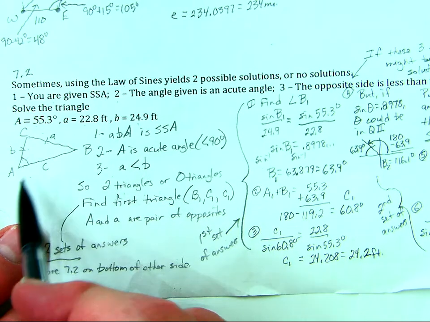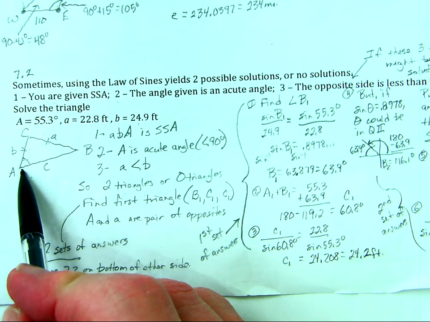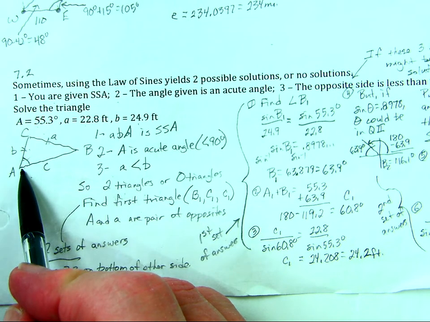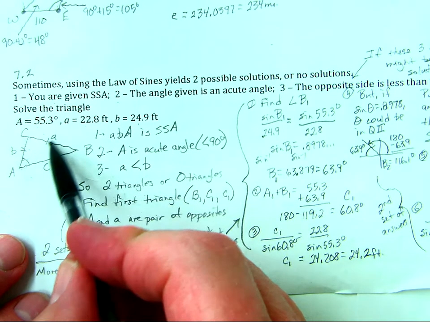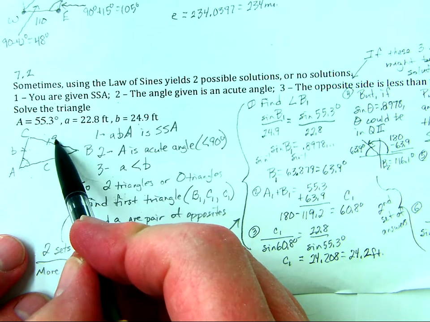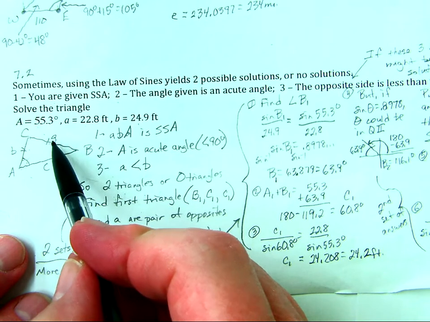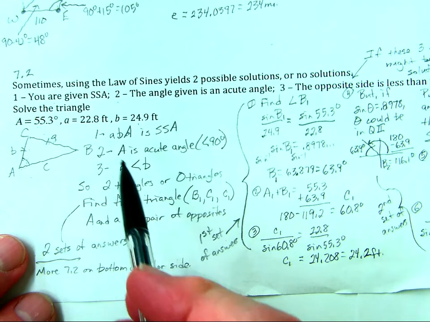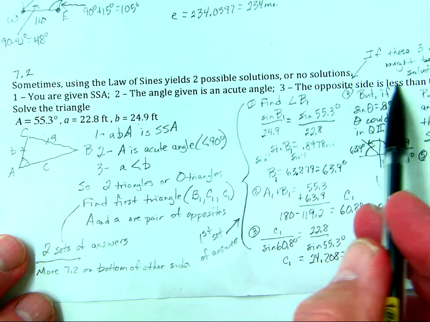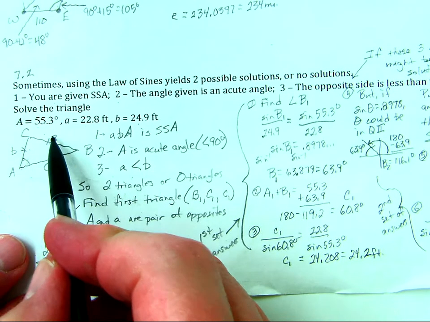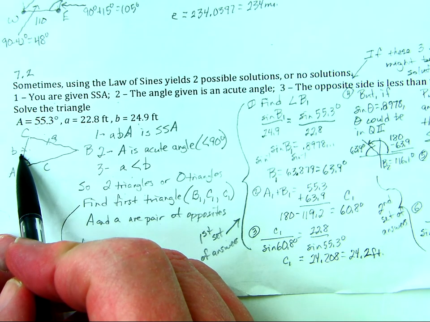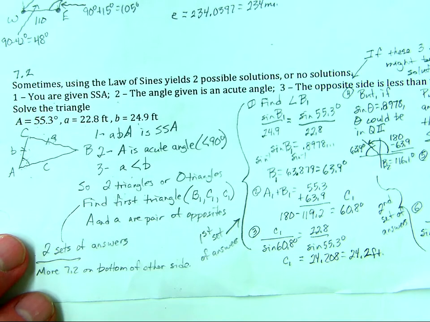So that's the first thing. You have to be given side-angle, in other words, the first thing you're finding is an angle. The second thing is that the angle you're given is an acute angle. If this angle is bigger than 90, then there's only one solution. But if this angle is smaller than 90, there might be two solutions. And the third condition is the opposite side. Here they gave us angle A, so the opposite side is a. If that side is less than the other side they give you, if a is less than b on this one, then it has two solutions or zero solutions.